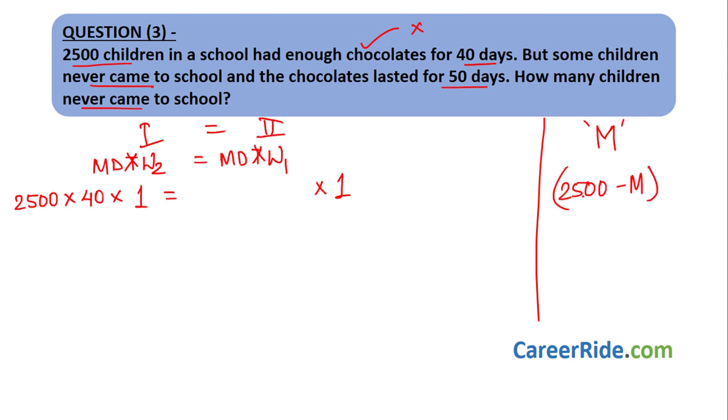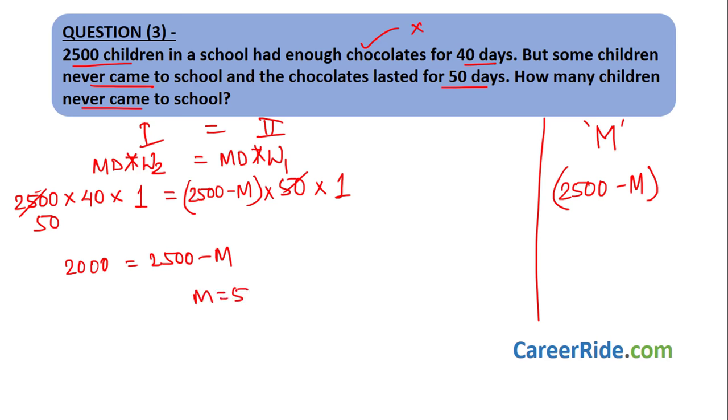2500 minus M. And what happened was that when these children came to school, they had chocolates for 50 days, okay? So we have in the second case number of children as 2500 minus M. And how many days did the chocolate last for them? It was 50 days. So let's calculate. What do we get over here? 50 into 50. So 2000 equal to 2500 minus M. M would be 500. So 500 children never came to school. So this is the answer. See how quickly we found out the answer.